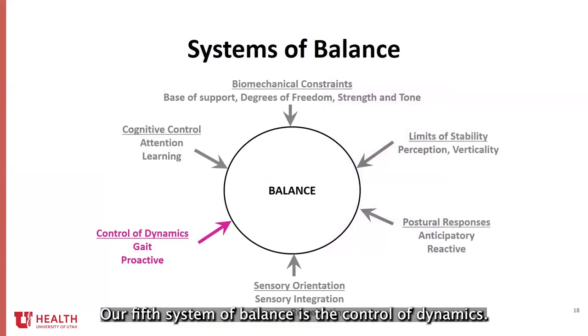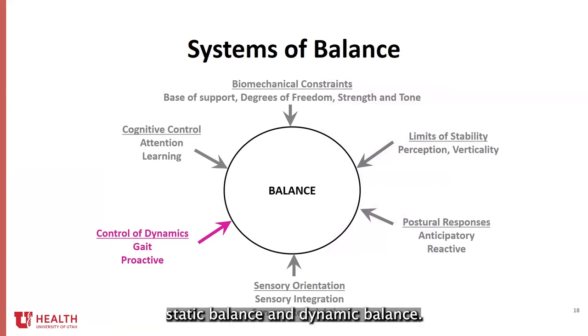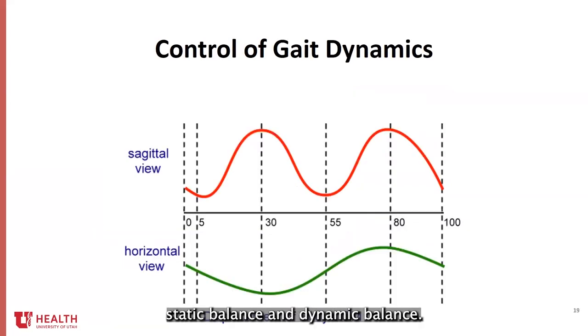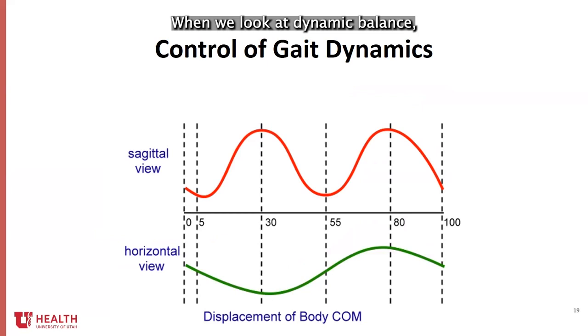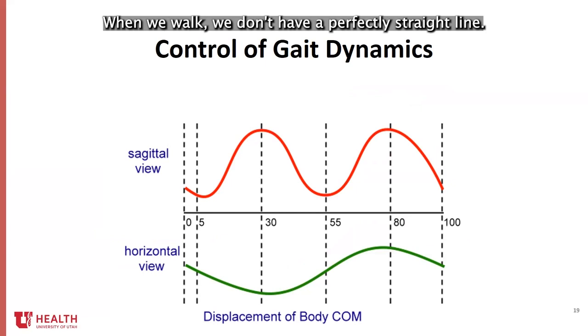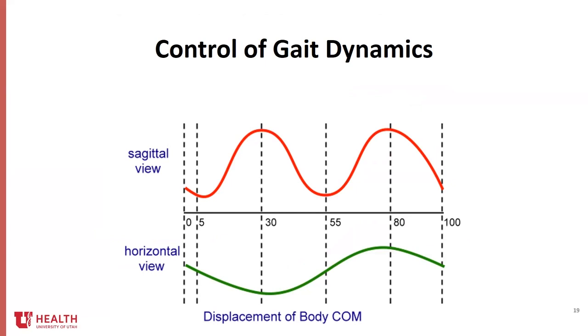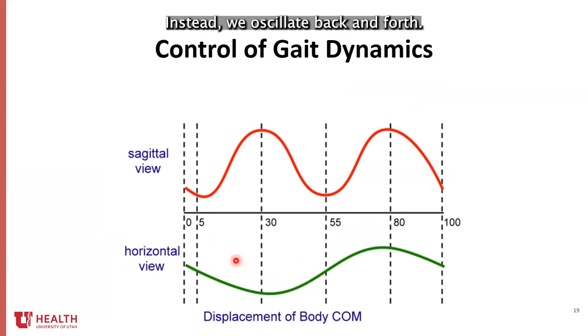Our fifth system of balance is the control of dynamics. We mentioned early about how there's a difference between static balance and dynamic balance. When we look at dynamic balance, we often are talking about gait or walking. When we walk, we don't have a perfectly straight line. Instead, we oscillate back and forth.